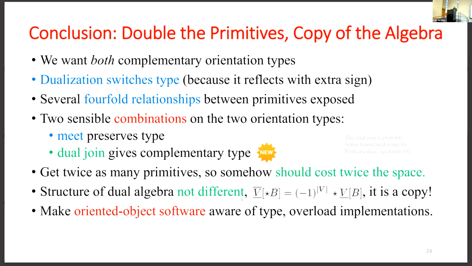I've defined a new combination that uses this more consistently or more explicitly, but I get twice as many primitives to describe the world. So somehow it should cost twice the space. I just don't have the elements to place them. The important thing for implementations is that you don't have to implement a whole new algebra to compute with these implicit versus extrinsic elements, because you can make one out of the other by just transforming them and maybe changing a sign or not, depending on whether you have a reflection.